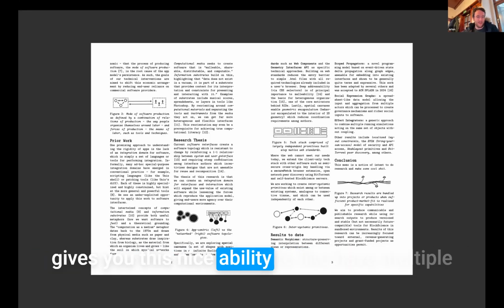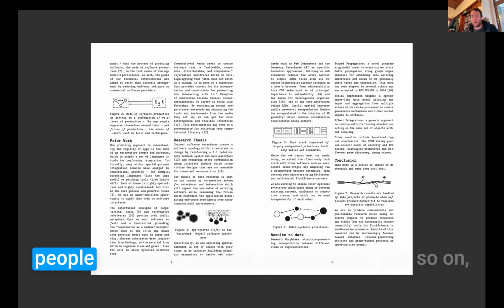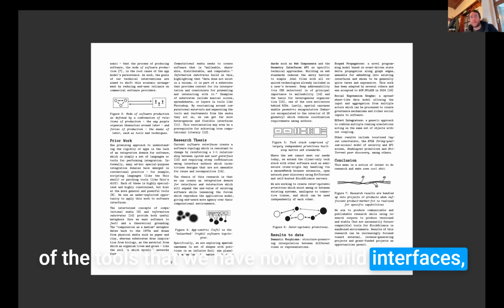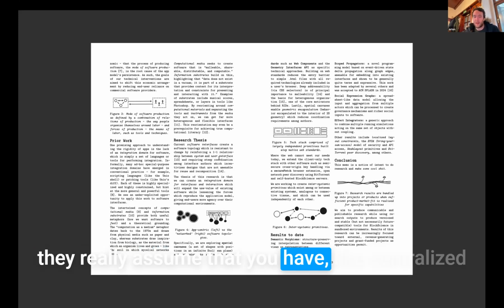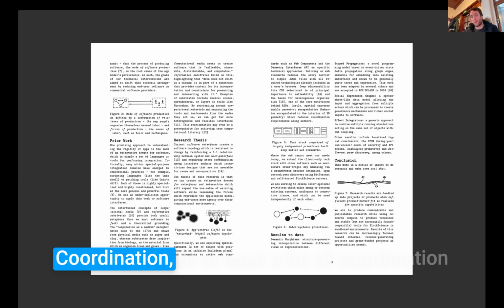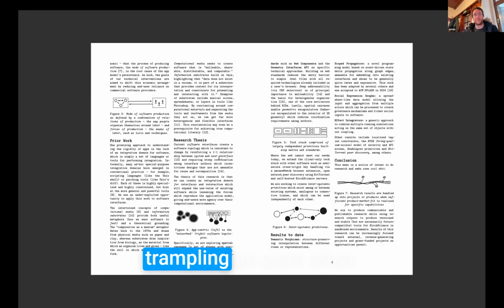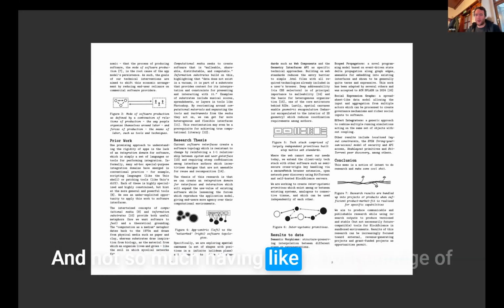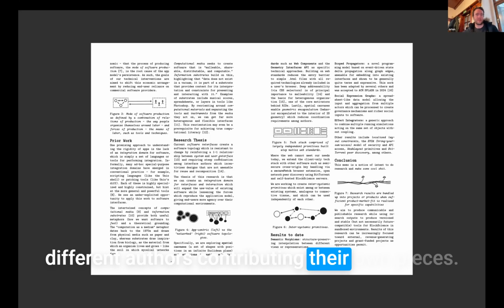That gives you this nice ability to have multiple people authoring content and behavior and so on, without them trampling on each other. And a lot of the tools that we have now to build interfaces, they really assume that you have centralized coordination, or at least a lot of coordination between everyone building an interface, because they all have to avoid trampling on each other. And so all of our tools and systems are really built to help do that, and not so much having a hodgepodge of different authors contributing their own pieces.